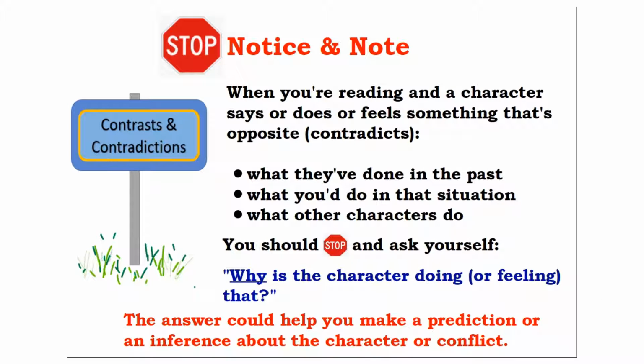So you may begin your independent reading and look for contrasts and contradictions. If you find other places in the text where you think you need to stop and make an inference or prediction, of course you should do so, but this is just one kind of clue that we're especially going to look for.